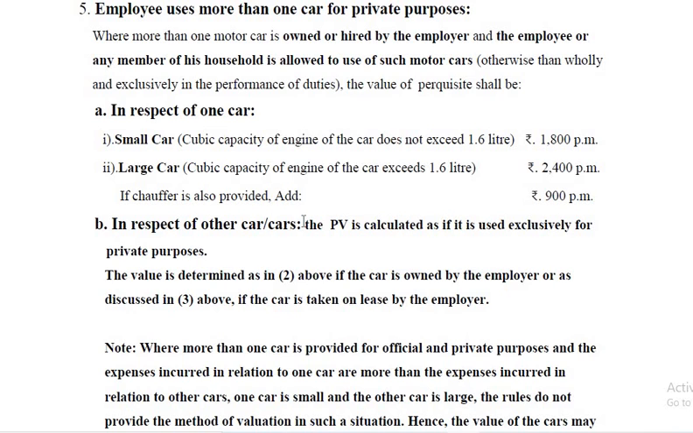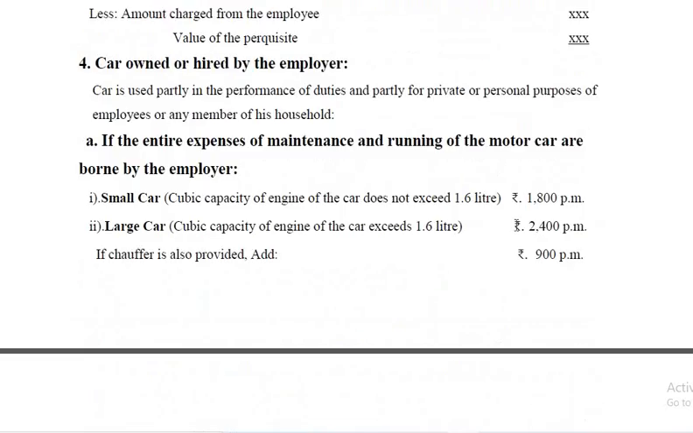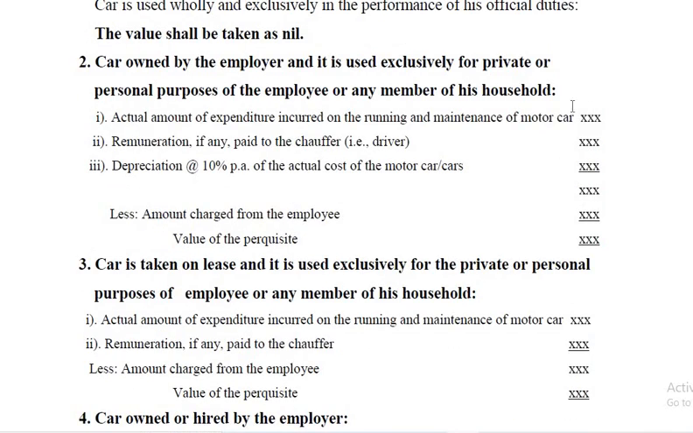In respect of other cars, the per visit value is calculated as if it is used exclusively for private purposes. If it is used for private purposes exclusively, then how should it be valued? That depends upon whether the car is owned by the employer or it is hired or taken on lease. If it is owned by the employer and it is used totally for private purposes, then it should be valued like this.